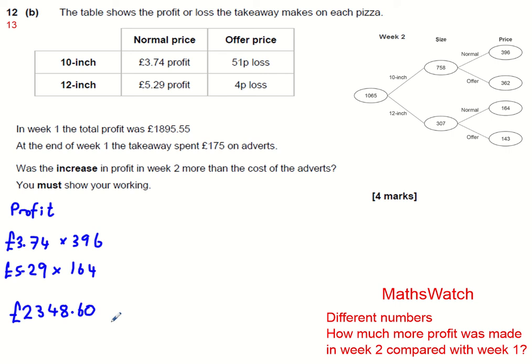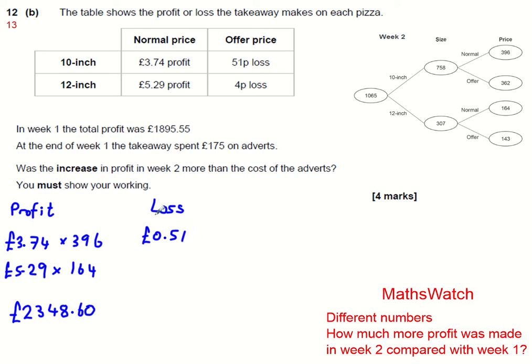Now, the second part of this question, we need to have a look at the loss. Both of the loss prices are written in pence. I'm going to do this all in pounds. So 51 pence would be written as £0.51.